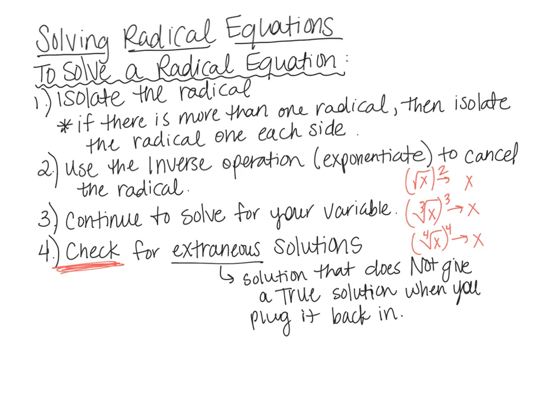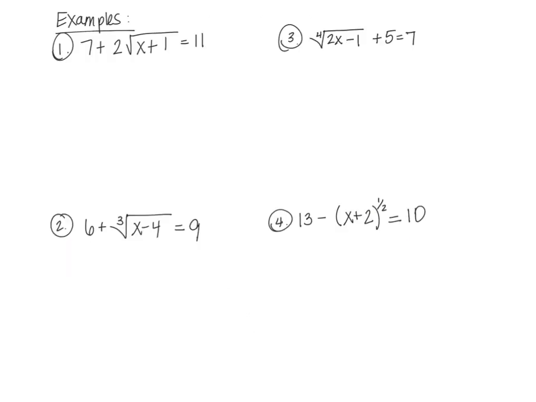All right, so let's look at some examples. We're going to work through some examples here. Remember, my first step is to isolate that radical. So I'm going to move my 7. I'm going to divide by my 2. Now I've got my radical all by itself.